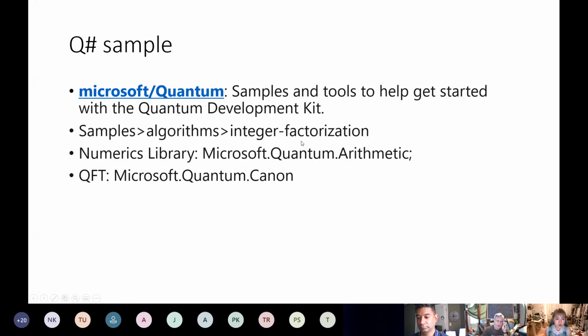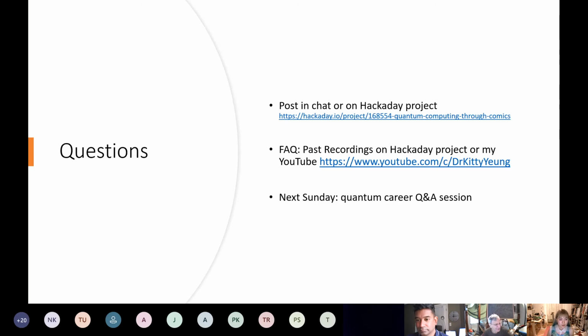The interesting thing about Shor's algorithm is also you'll be able to learn about some API libraries, and the numeric library that's available in Q#. Like you would need the arithmetic library to arrange your data in a certain configuration. The quantum Fourier transform is captured in the Canon library. So take a look at the sample and look at these libraries. I'm sure that will be beneficial.